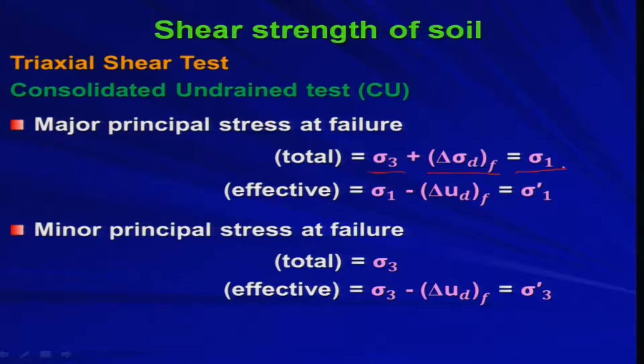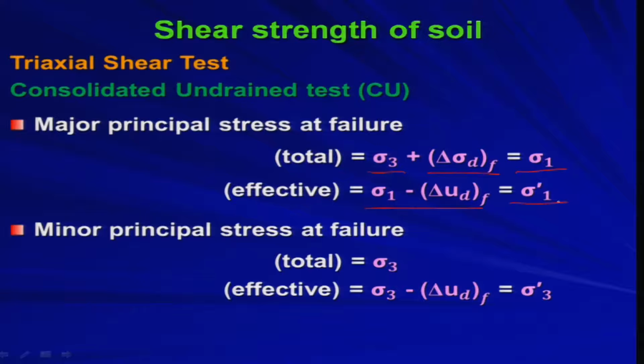So, the effective major principal stress will therefore be sigma 1 minus the pore water pressure which has been built up at the failure. So, that is nothing but delta u d f. So, sigma 1 minus delta u d f, that is nothing but your sigma 1 prime, right.